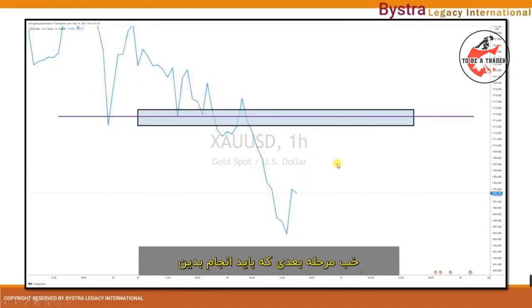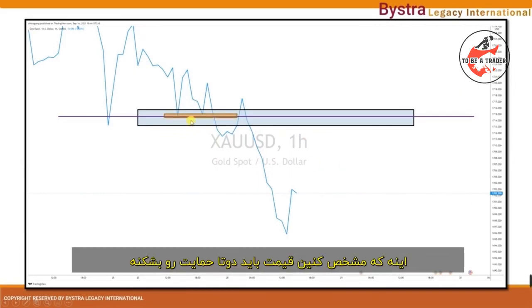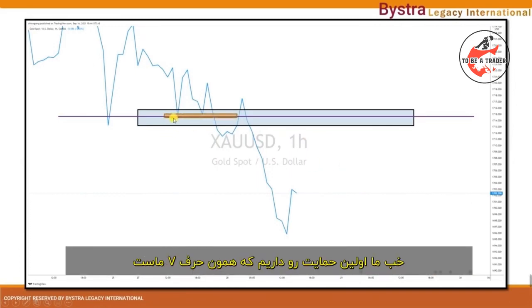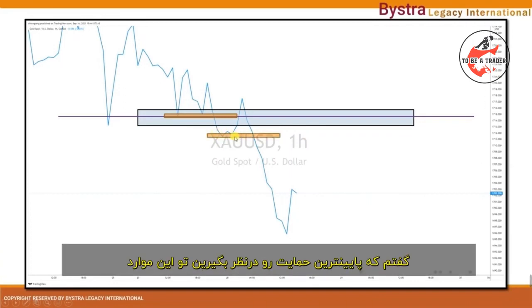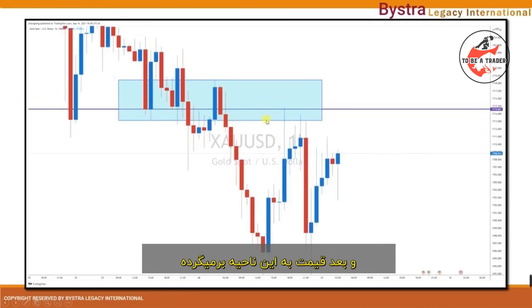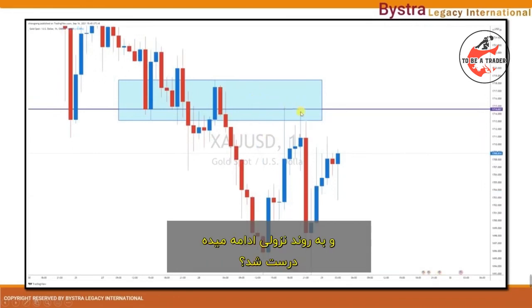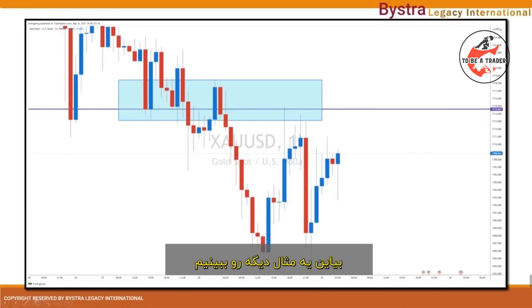Okay, so the next thing you should do is to mark that it must break two supports. So we have the first support, which is our capital V, second support in this area. Okay, like I said, take the lowest support in this case, and then price comes back to this area and continue on the downtrend. All right, so let's have a look at another example again.